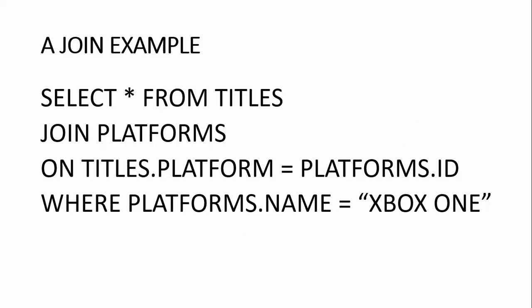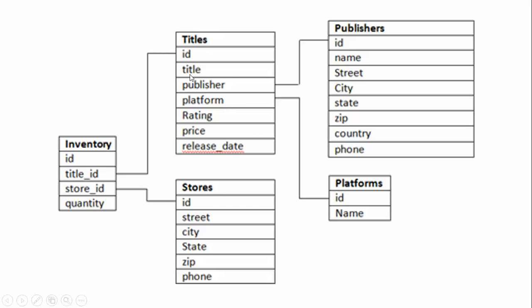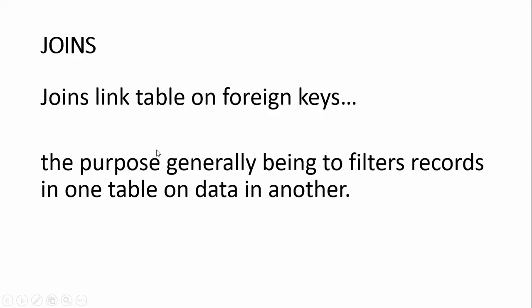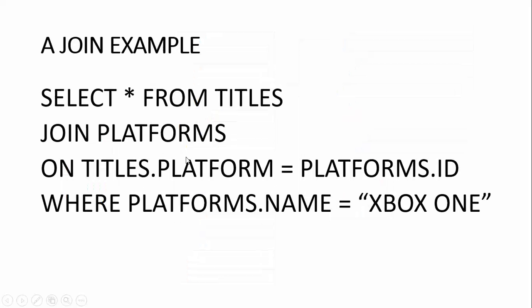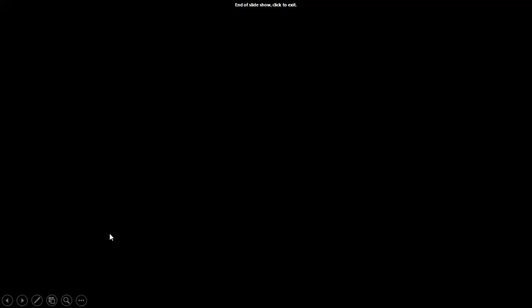So let's go back to our schema here. Titles, we could join to the publisher table, or we could also join to the platform table. So we could have two joins in that query. So we could have join on the platforms, blah blah blah, join publishers, blah blah blah, where, and then have the where clause at the bottom. So you're not limited to one join clause. You could have multiple join clauses in there, and that's it.